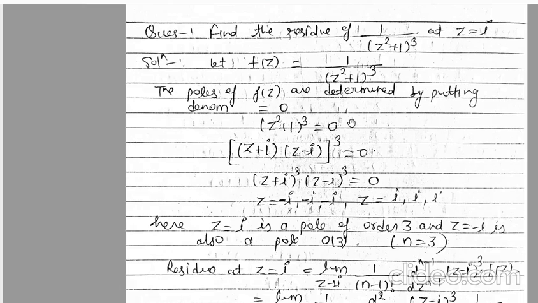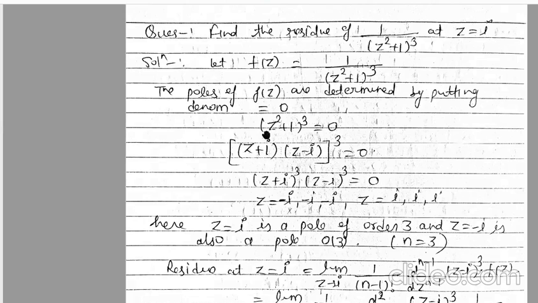First we need to find the poles of the function f(z). For the poles, you put the denominator equal to 0. So (z square plus 1) whole cube equals 0. You can write z square plus 1 as (z plus i)(z minus i), so (z plus i) whole cube (z minus i) whole cube equals 0. So z equals minus i 3 times and plus i also 3 times. Here z equals i is a pole of order 3, and z equals minus i is also a pole of order 3.